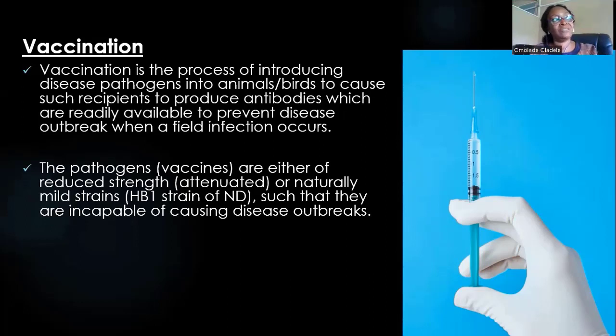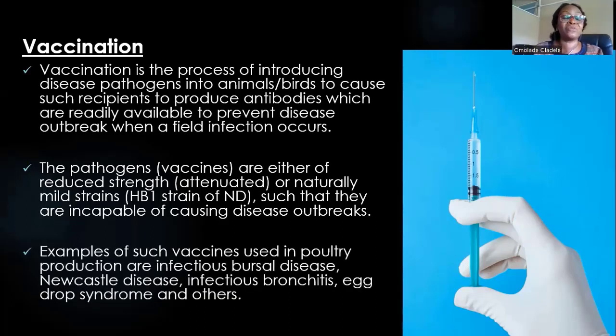Now, these pathogens in the vaccines have reduced strength, which we call attenuation. So they will not cause disease outbreak. They will not become sick, it will not affect them, at least not to a large extent. And then we also have naturally mild strains of certain diseases. Like for Newcastle disease, you have the HB1 strain. That one is also used to produce vaccine because it is incapable of causing disease outbreak. Examples of such vaccines in poultry are infectious bursal disease vaccine, Newcastle disease vaccine, bronchitis, and many others. We have the vaccines around.